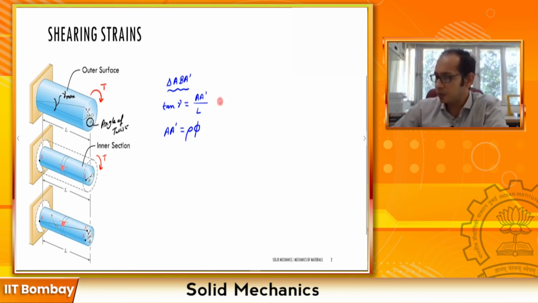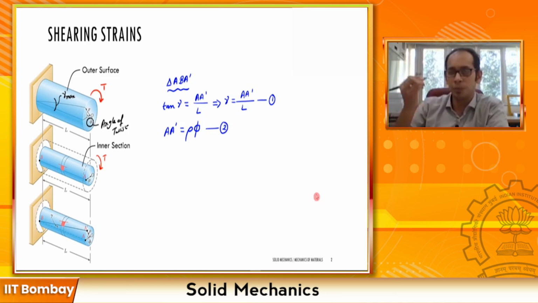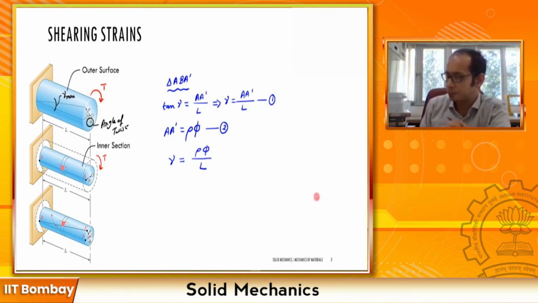Now, if you see this first equation, for small angles, and in this course we are primarily dealing with small deflections and small angles, tan gamma becomes equal to gamma. So I can write gamma equals A prime divided by L, right? Now, if this is my relationship 1 and this is my relationship 2, I can substitute A prime in relationship 1. I can write it as gamma equals rho phi divided by L, right?